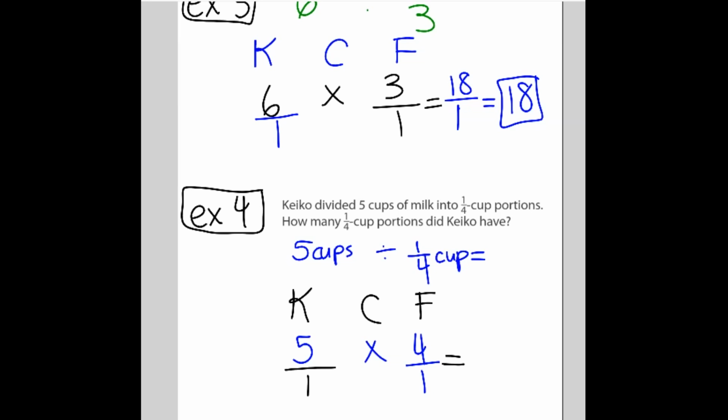We multiply across. 5 times 4 equals 20. 1 times 1 equals 1. 20 divided by 1 equals 20. So that's our final answer. It was 20 portions. All right, use these notes to help you with the rest of your problems today.